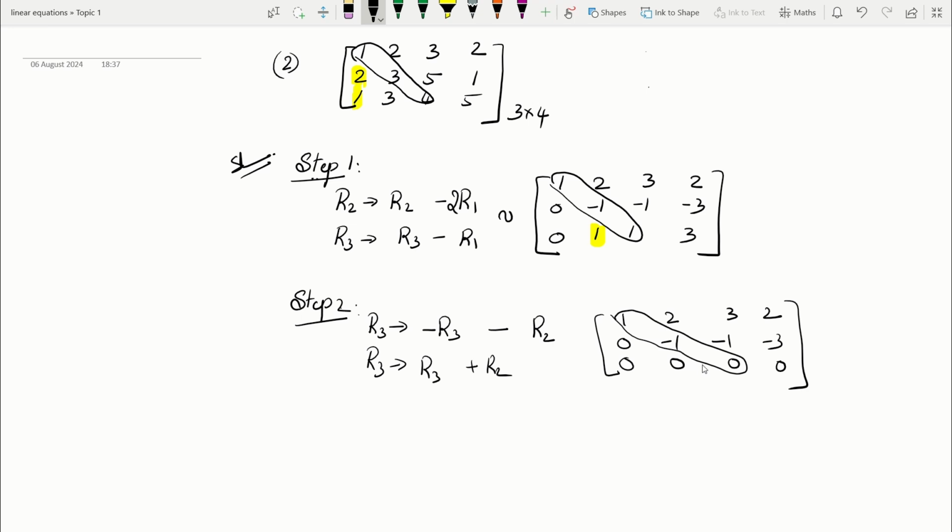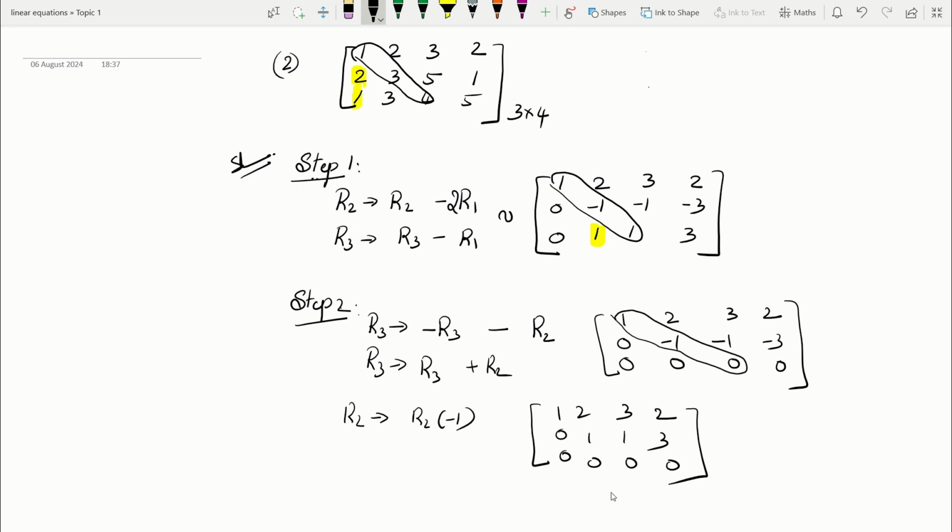So automatically 1, 2, 3, 2, 0, minus 1, minus 1, minus 3. In the third row, all the elements became 0. Okay, now see here, this is a good example. In the diagonal elements, we got 1, minus 1, 0. That's what I said, that in the diagonal elements it is not compulsory that it has to be 1. Either 1 or 0, no issue for us.